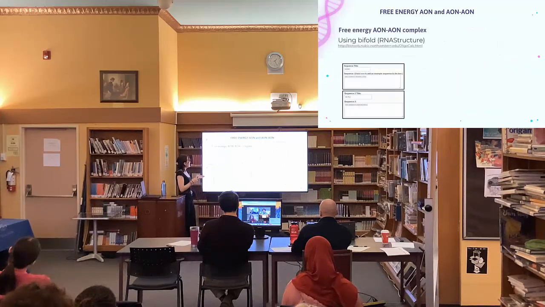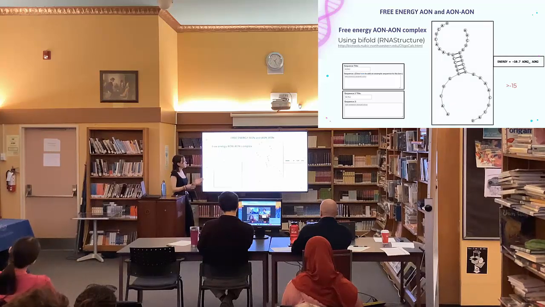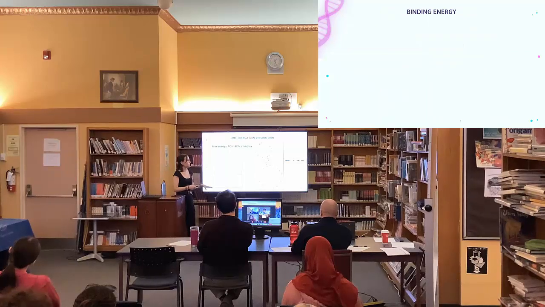Then for the free energy of the ion-ion complex, I used the same software but with a different option, bifold, which just compares the sequences of the ion to determine whether or not they will bind to themselves. And it gave me also a value that is higher than the appropriate range. So still good with ion number 2.